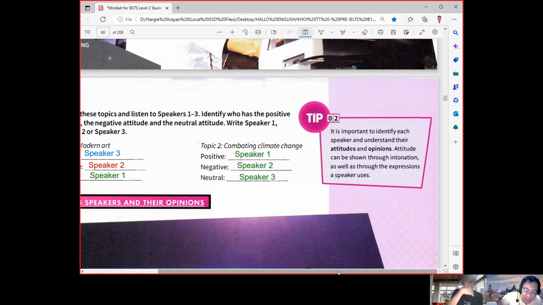Tip number 2. It is important to identify the speaker and understand their attitudes and opinions. Attitude can be shown through intonation, as well as through the expressions the speaker uses. What are those expressions that we had learned from the discussions? Can you tell me what those expressions are?